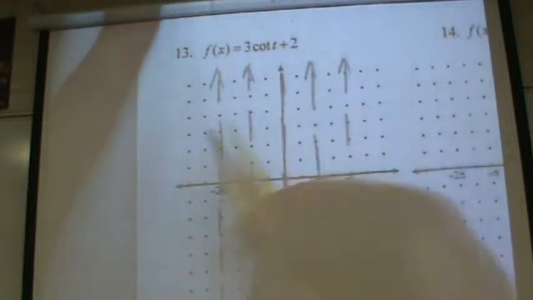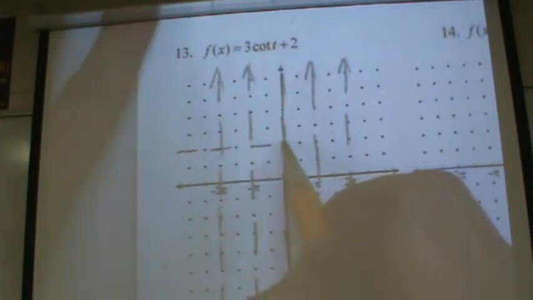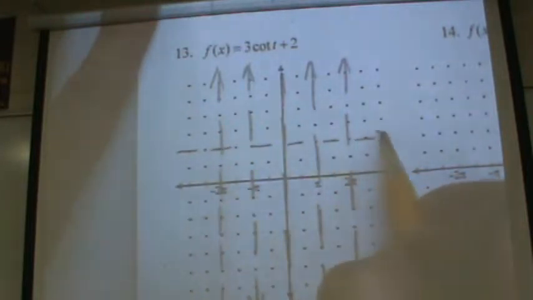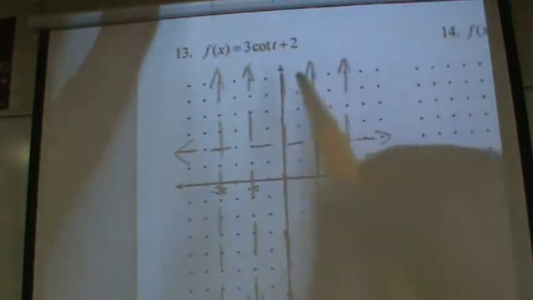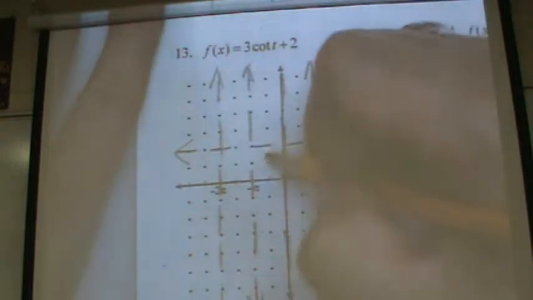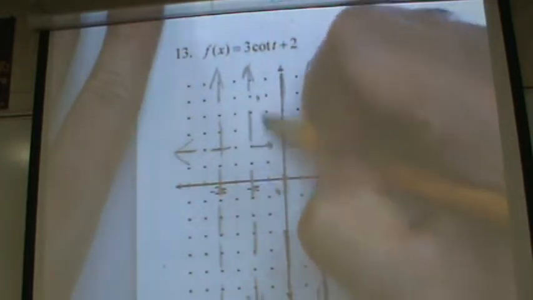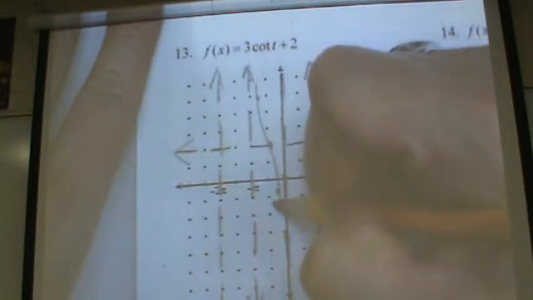Now, this is going to be a shift 2 units up. And we're going to be 3 units off the x-axis. But remember, it looks like a negative slope. So they look like this.